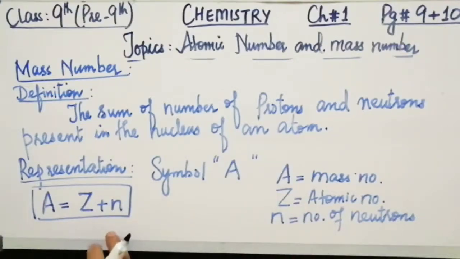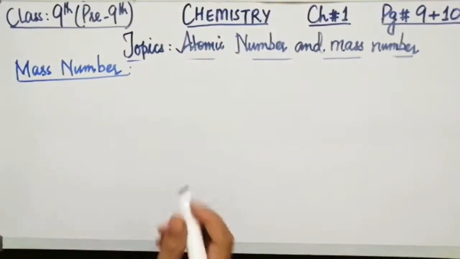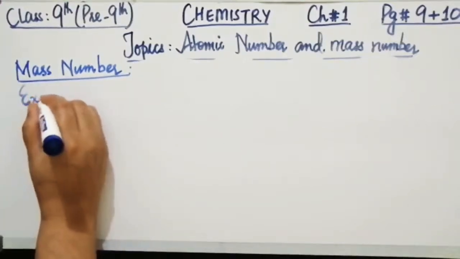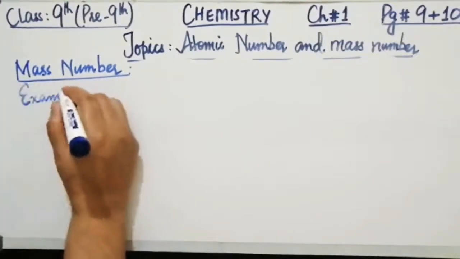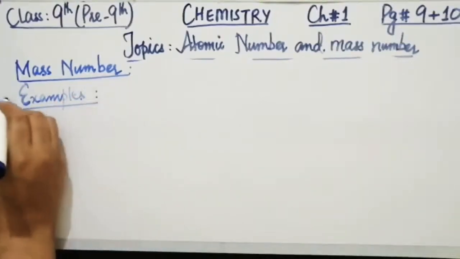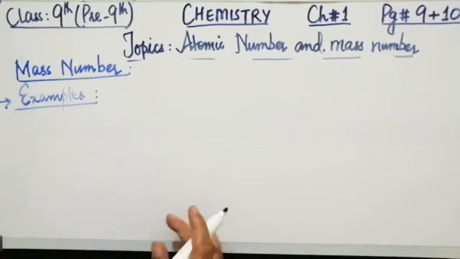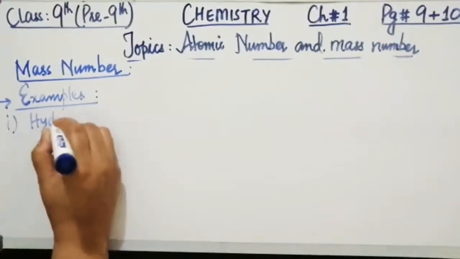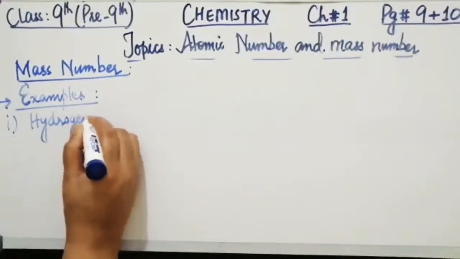Is it clear, class? You can find the mass number of any element. So here I am showing some examples by which you can find the mass number of elements. The first example in front of you again is hydrogen.